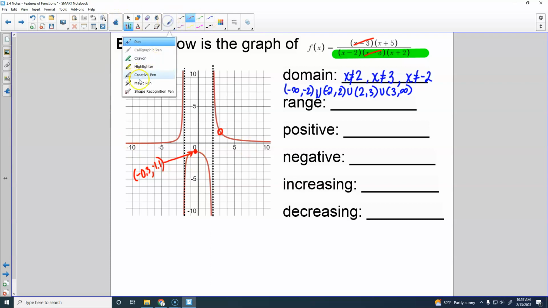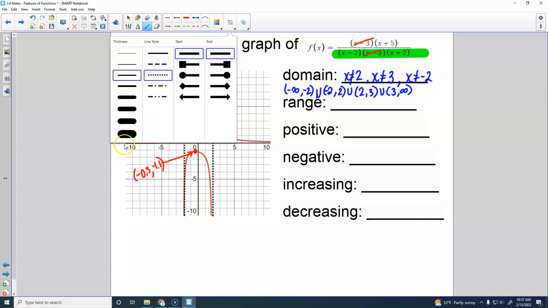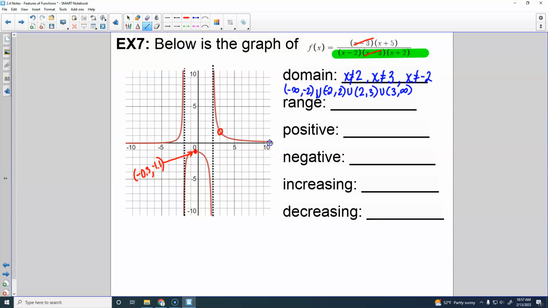Range for this one. I do have a horizontal asymptote, and I've got something weird happening here. I've got a horizontal asymptote. You can tell right there at the x-axis. It looks like this is never dropping below that. It's just getting closer and closer and closer to that value there. So I know that I'm not going to have 0 here, but I also have this gap right here, right?